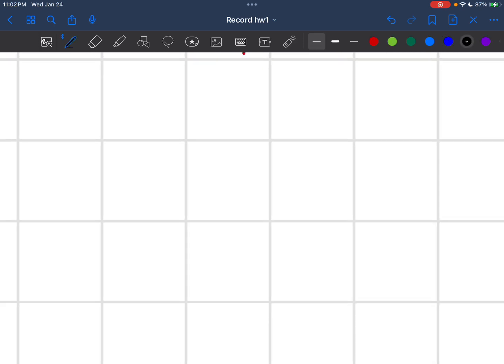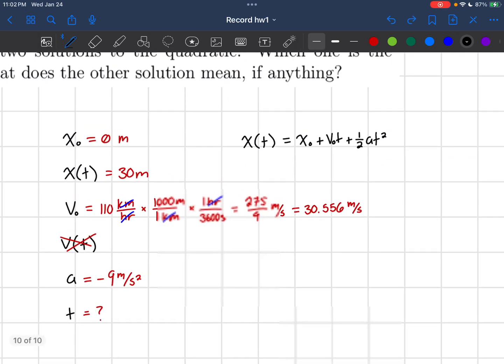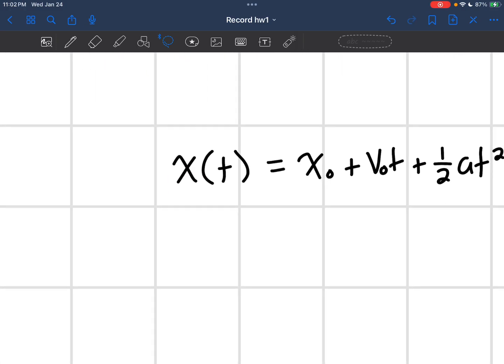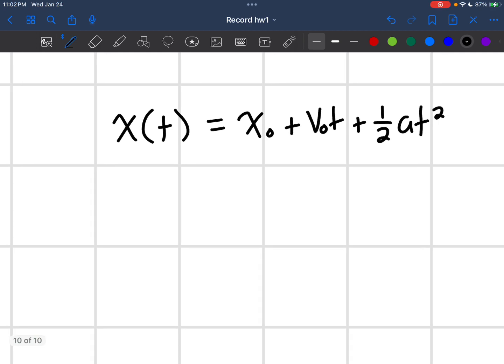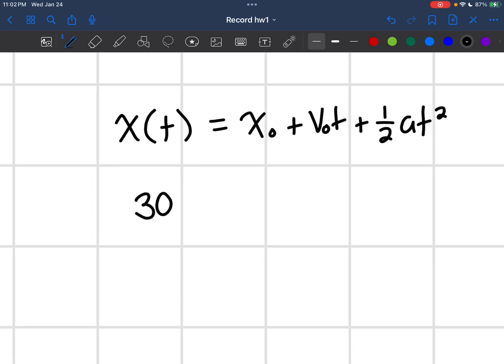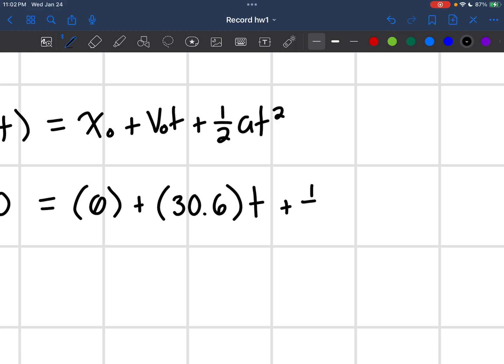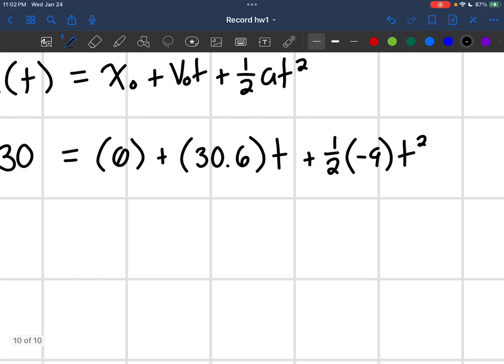So again, I already wrote my kinematic equation. I can just pull it down from up here. I'm just going to be plugging in some numbers and solving for time. All right, so my position is 30 meters. My initial position was 0 meters. My initial velocity, that was 30.6 meters per second. Time is what we're solving for, plus 1/2. Then I have -9 for my acceleration, -9 meters per second squared. And I have t squared.